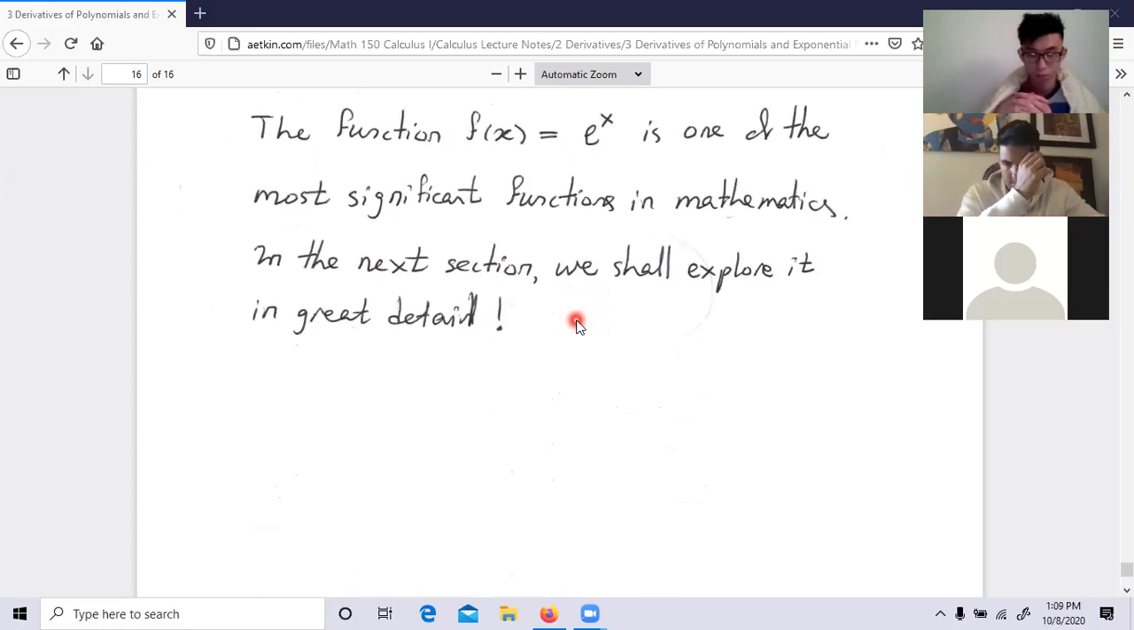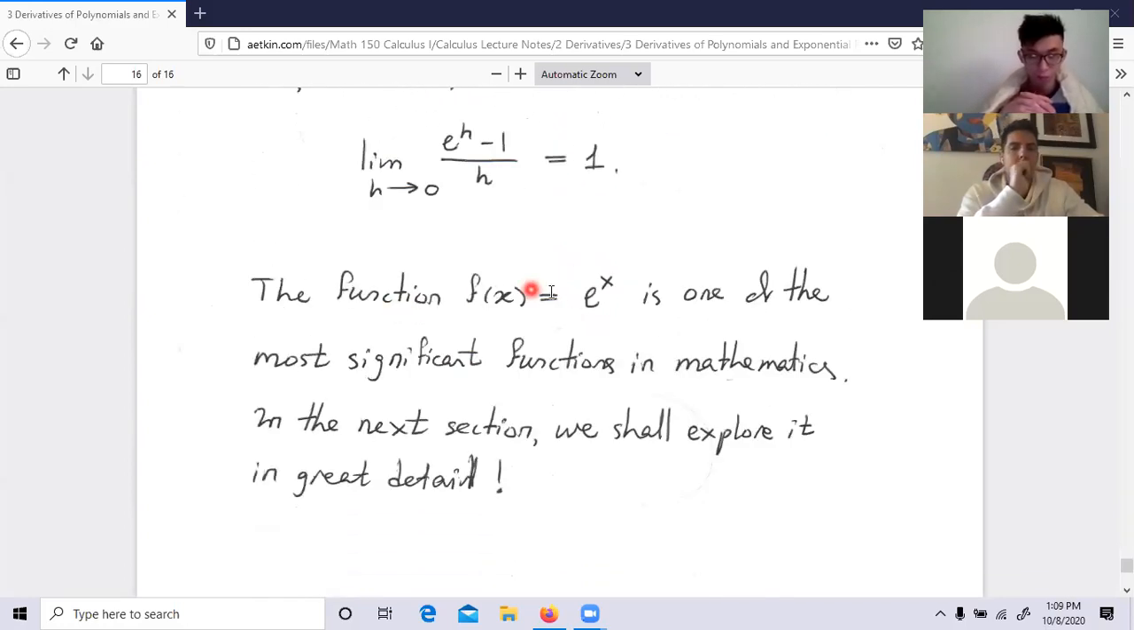And the next chapter, f of x is equal to e to the x, is something that we will study in great detail. And one of it, if you're interested, has to do with your birthdays.